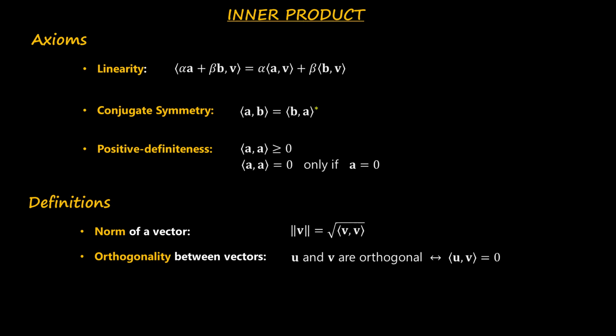When we have conjugate symmetry, we must now be a bit careful with the linearity axiom. Because now, if we make a linear combination in the second vector of the inner product, we need to be careful, because the scaling coefficients will become conjugate. I would suggest you to prove this as a simple exercise. Simply get this linear combination and apply the conjugate symmetry axiom.